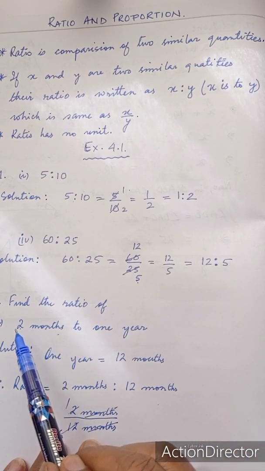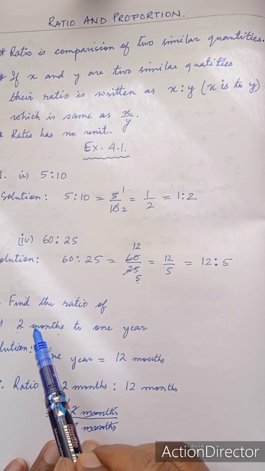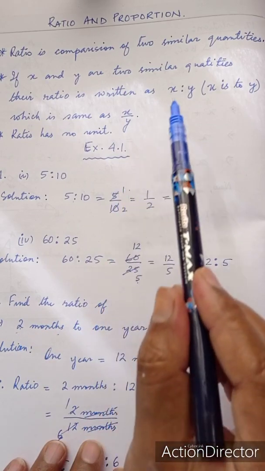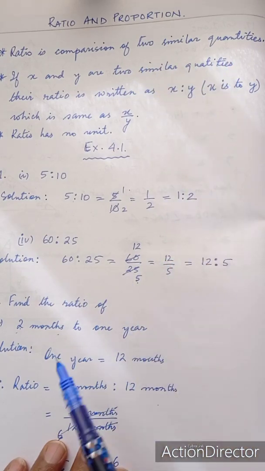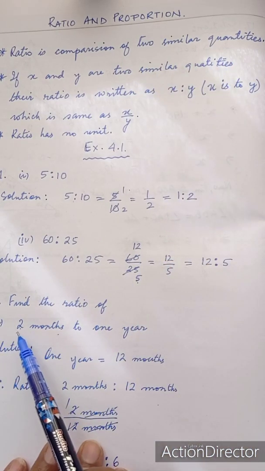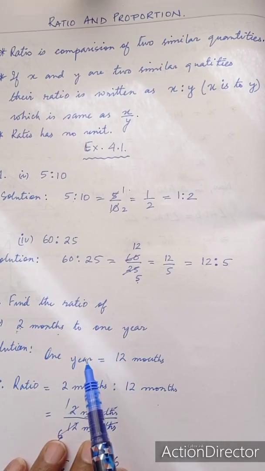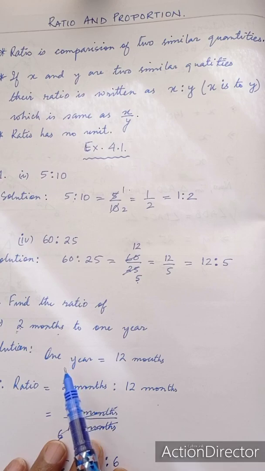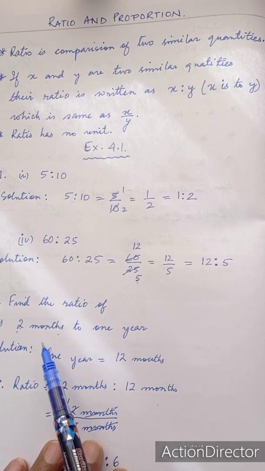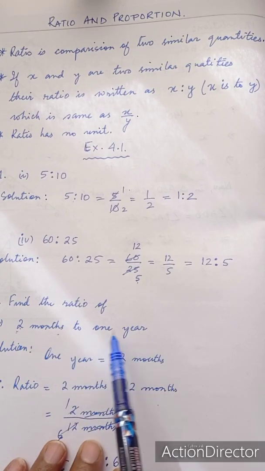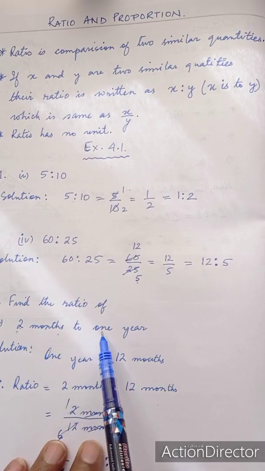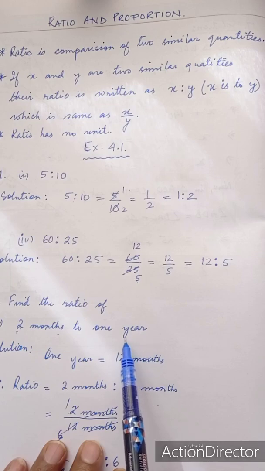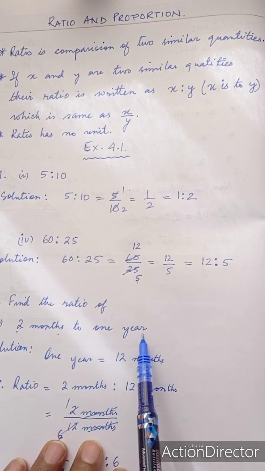Then we'll move to question number 3 of that exercise. Find the ratio of the following. As we have already said, ratio is comparison of two similar quantities. So the first question is 2 months to 1 year. See, month and year both are quantities for measuring time, but they are not exactly the same here. The units are not the same. So 2 months to 1 year cannot be directly solved, so we have to convert this 1 year into months.